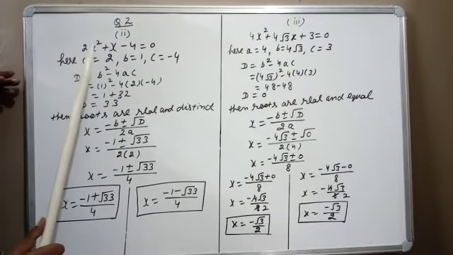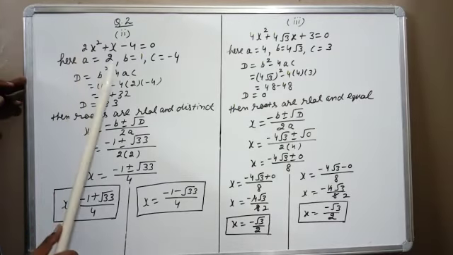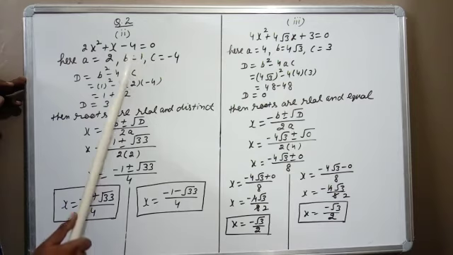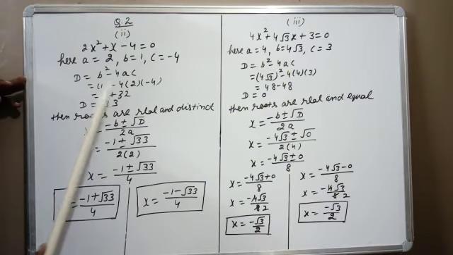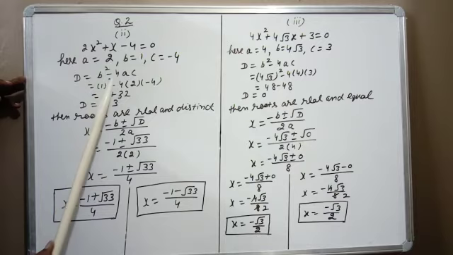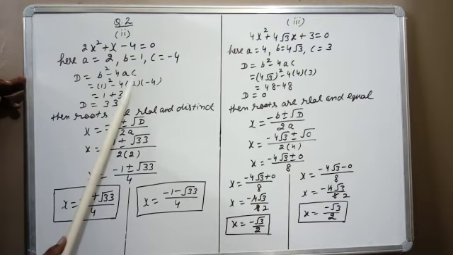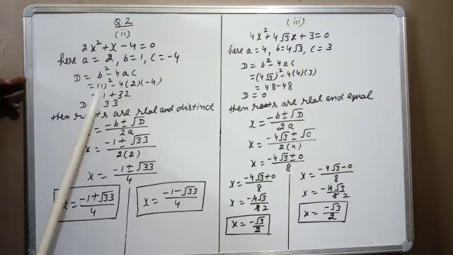First we will find the values of a, b, c. The value of a is 2, the value of b is 1, the value of c is minus 4. The formula of D is b square minus 4ac. b square means 1 square, minus 4, a means 2, c means minus 4. So 1 square is 1.